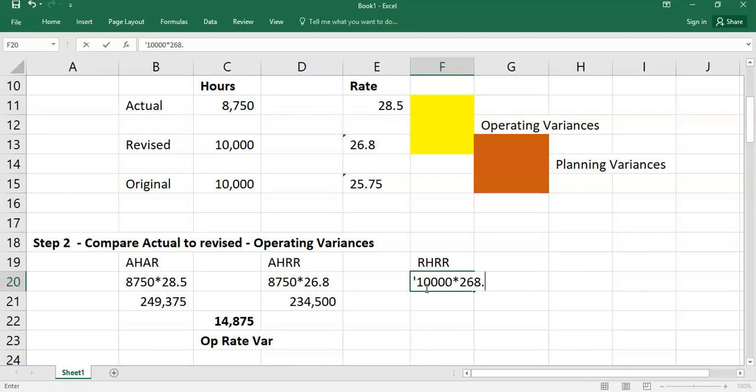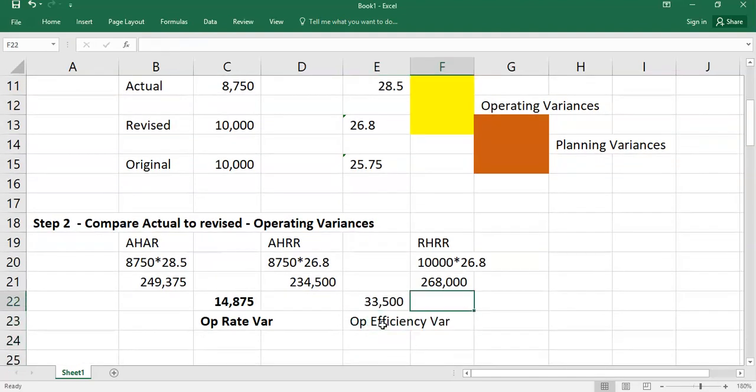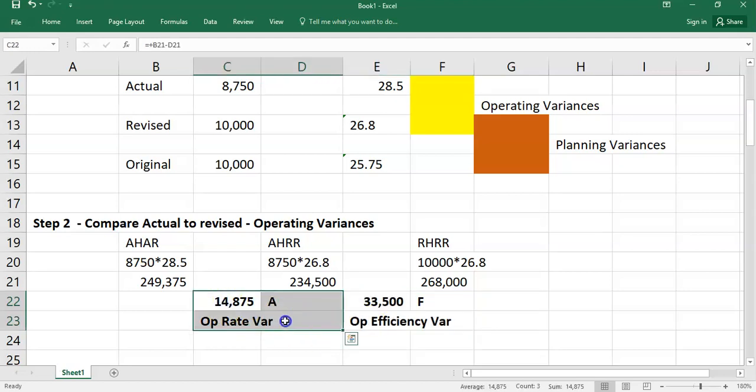And here then, your revised hours were still 10,000, they weren't changed. Revised rate, 26.8. So what we're saying then is, should have used 10,000 hours, actually only used 8750. This is going to be favorable. And this is going to be 33.5, your operating efficiency variance. Now you weren't asked for that, but I'm going to do it anyway, because I'm going to do a little exercise at the end to show you how they all link together. So it's good completeness just to go above and beyond that, just to make use of this support session. Right. So we're saying here you paid more than expected, but you used a lot less than expected. And they are the variances that should be used for managerial performance.